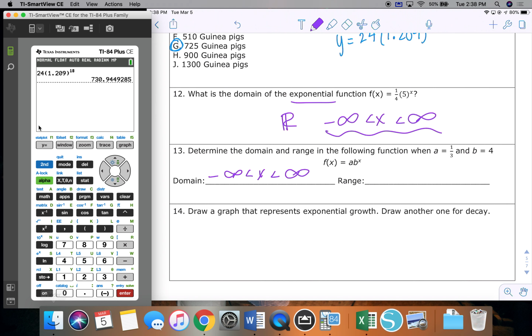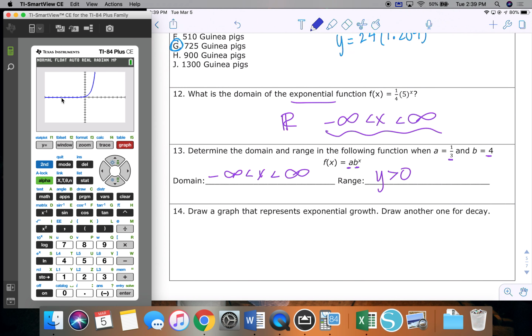And then for the range, I could plug this into y equals to see what it's doing. So a is 1/3, and then b is 4 raised to the x. So I am plugging in a and b with 1/3 and 4. I'm going to look at my graph, and this graph looks like it's getting pretty close to 0, so my range is greater than 0.